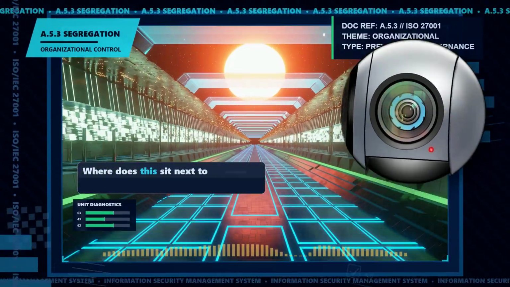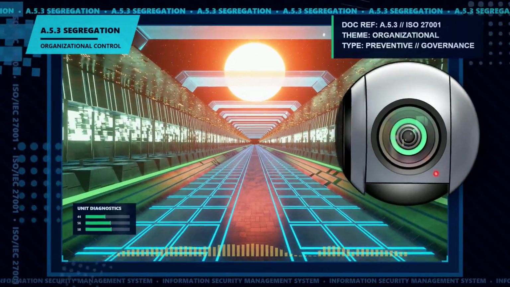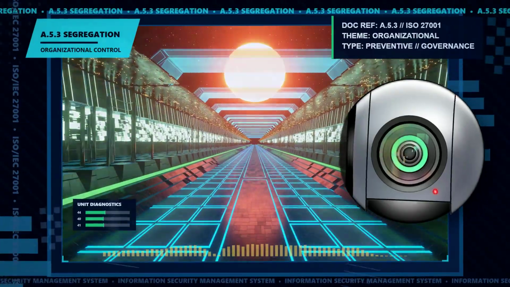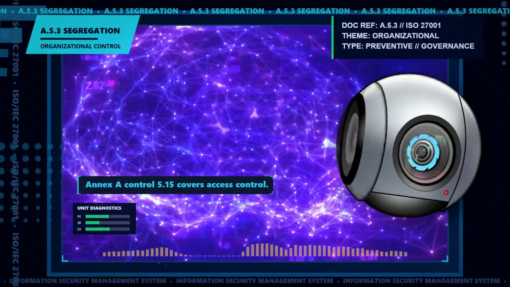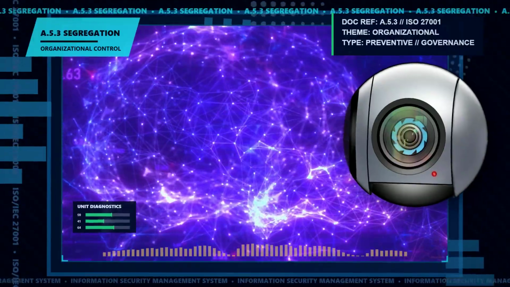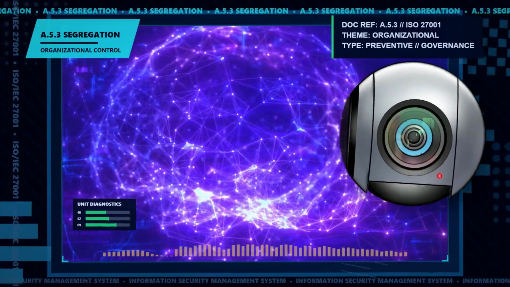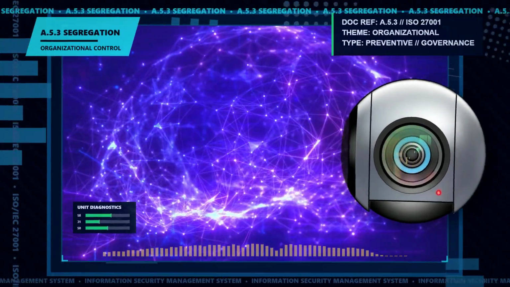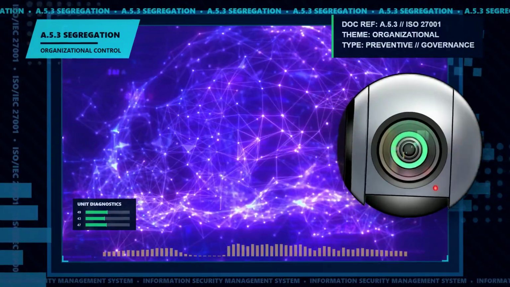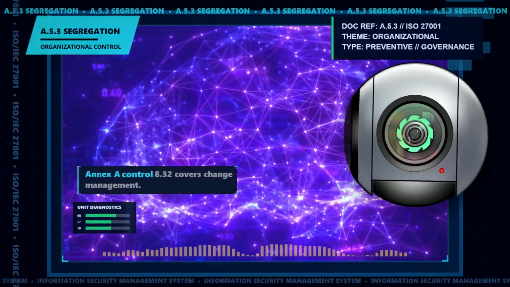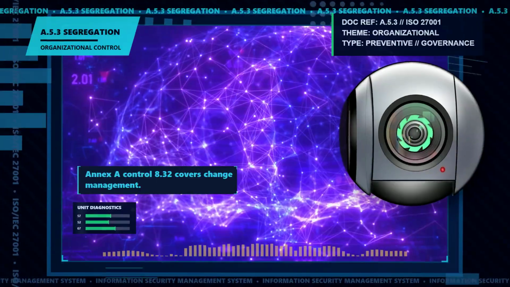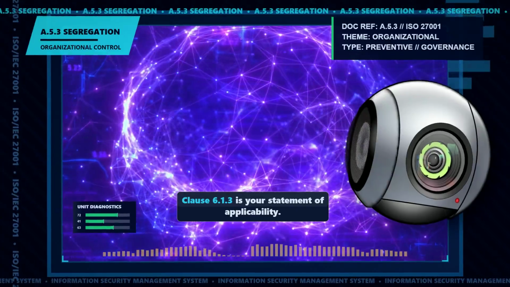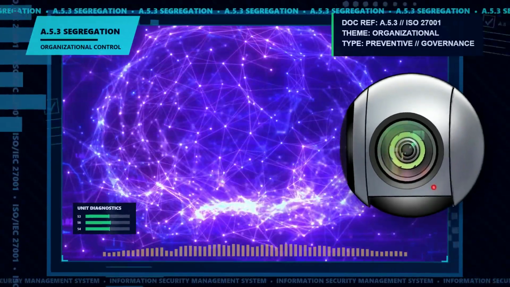Where does this sit next to everything else? Annex A Control 5.2 gives roles and responsibilities, which is where these decisions get recorded. Annex A Control 5.15 covers access control, and Annex A Control 5.18 covers access rights, both of which are how segregation gets enforced rather than just asserted. Annex A Control 8.15 covers logging, which is your evidence. Annex A Control 8.32 covers change management, which is the process this control shapes. And Clause 6.1.3 is where you justify all of it in your statement of applicability.